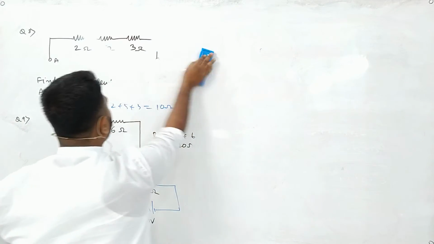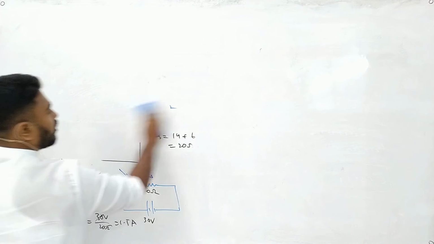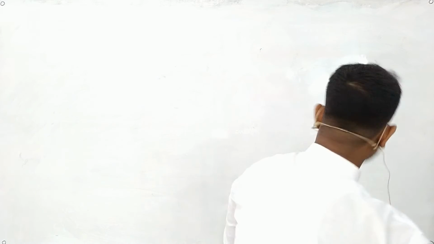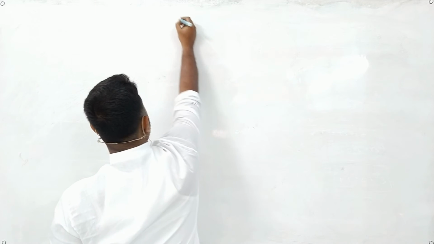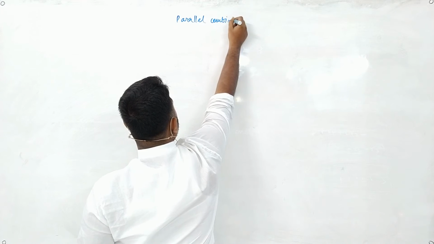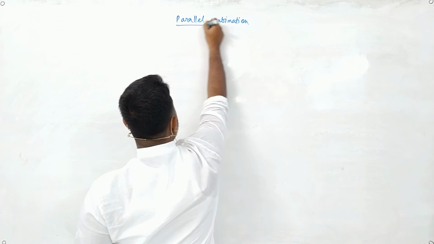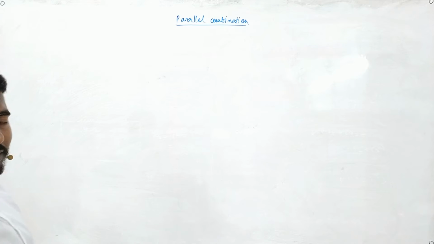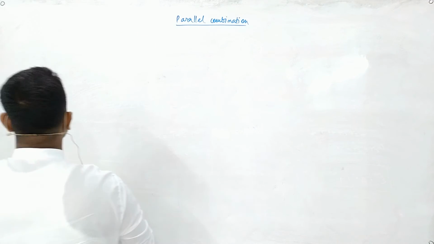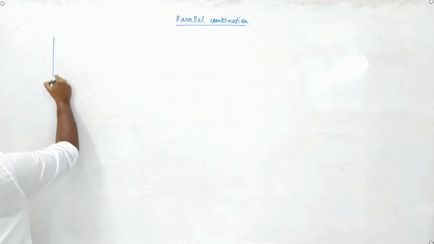We will do parallel combination now. Parallel combination means the resistances will be connected such that their start terminals will be connected to their end terminals. Okay, suppose we have three resistances.